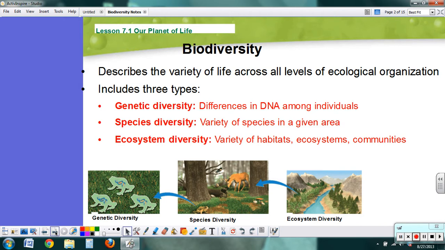There are 3 different types of biodiversity, and make sure that you guys write these down. There's genetic diversity, this is the diversity among the DNA. There's species diversity. And this is just the different variety of species in an area of what we can actually see. And then ecosystem diversity. And this is the variety of habitats, ecosystems, and communities among the biome and continent and world. So kind of looking at it as a whole.